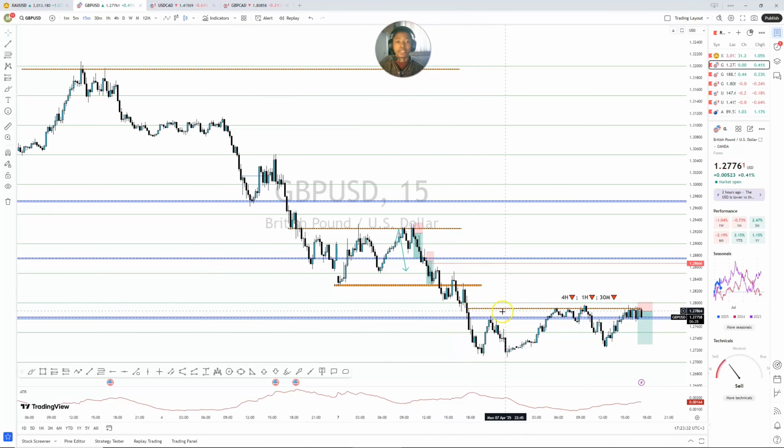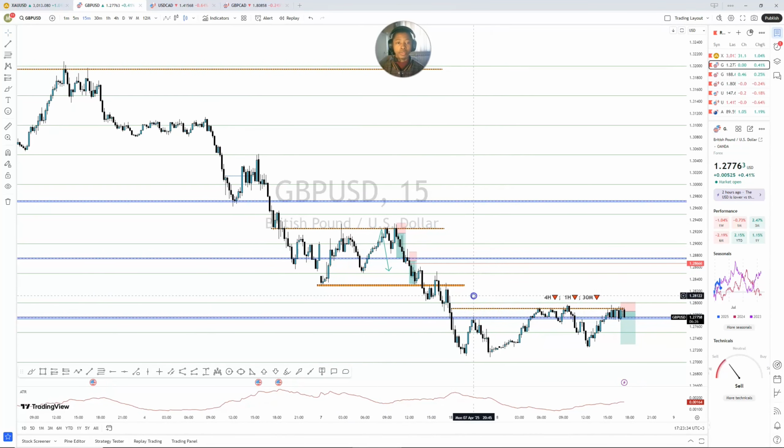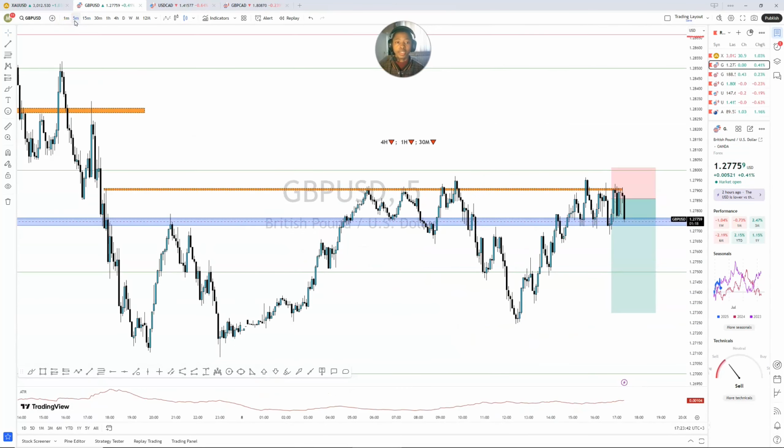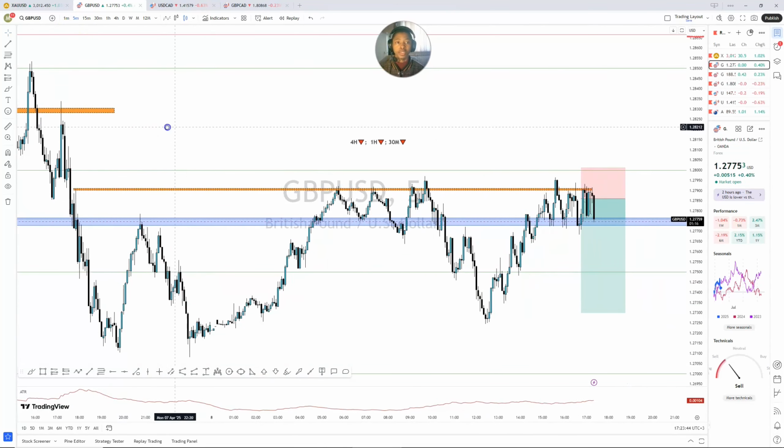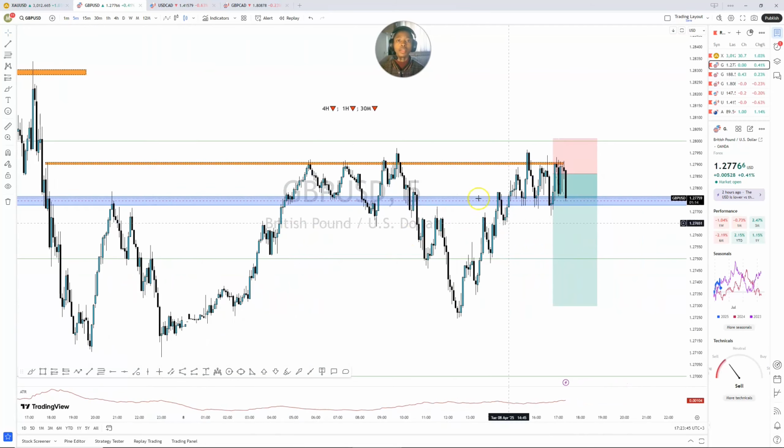My optimum trading zones, other people call them areas of interest, right? So on these areas of interest, these horizontal levels, let me go to 5 minutes to see the chart more clearly. This is where I got in, right?